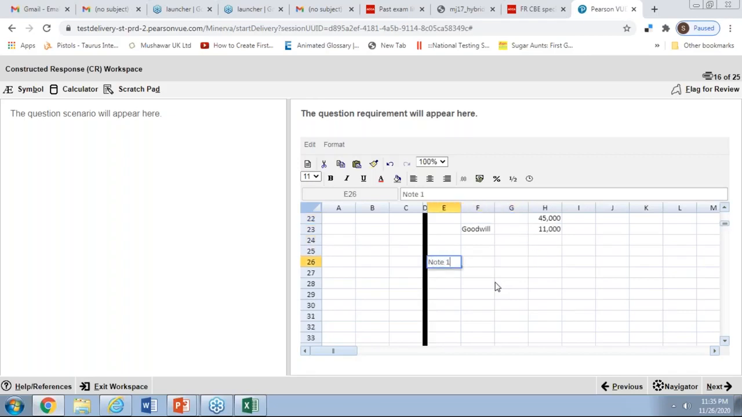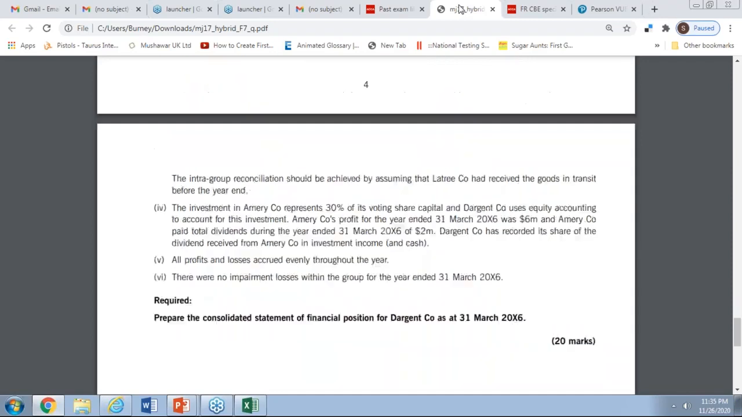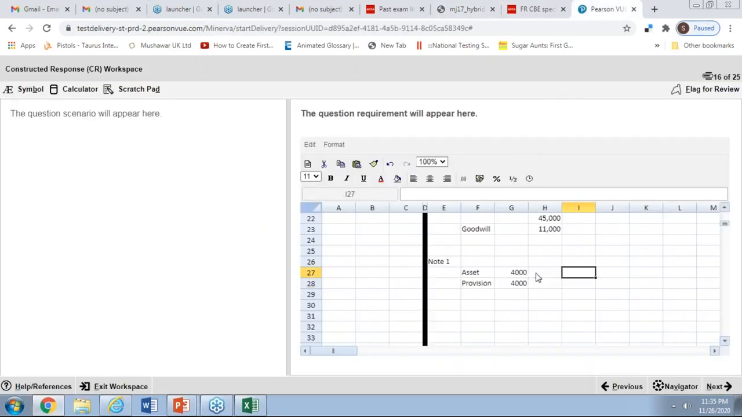Note number 1. So the first entry will be asset debit and provision credit. IAS 37 says that it should be recorded at the present value. They have already given us the present value. Now we have to calculate how much time has passed up till now. So from the date of the acquisition, which is 1st January, today is 31st March. So it's been almost 3 months after the date of acquisition. So you have to calculate the depreciation of this asset for the 3 months.